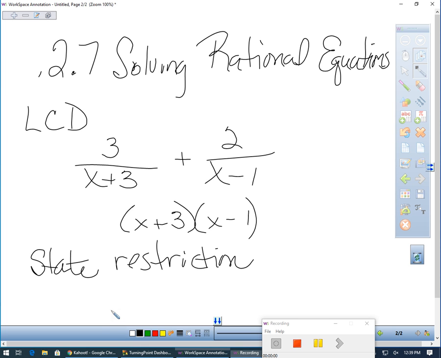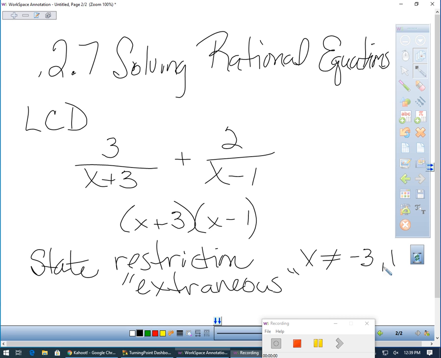The other word that this book sometimes uses is extraneous. If you get an answer that can't work, it's considered extraneous. Restrictions for this is what makes the denominator 0. So in this case, x cannot equal what two numbers? Right. If when we solve it we get one of those answers, those are extraneous solutions that really do not work.